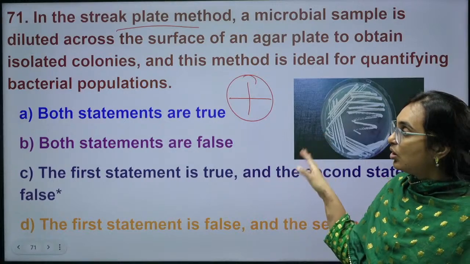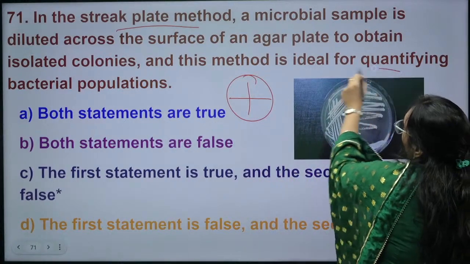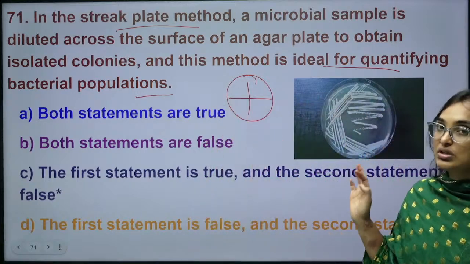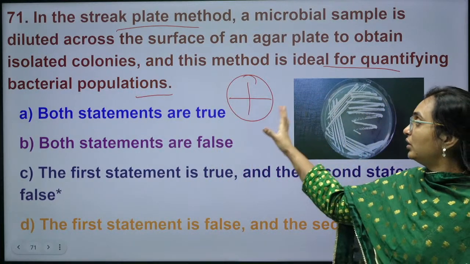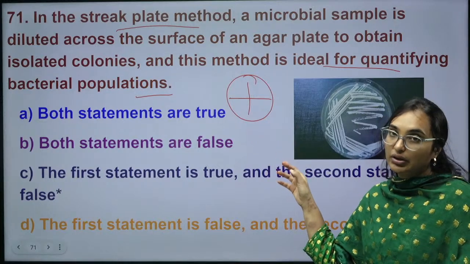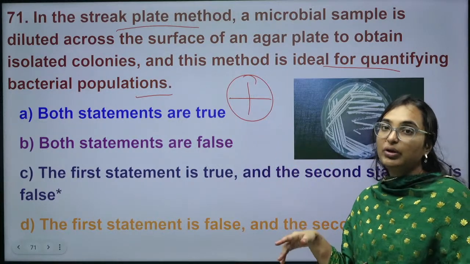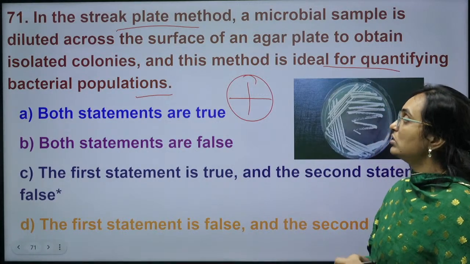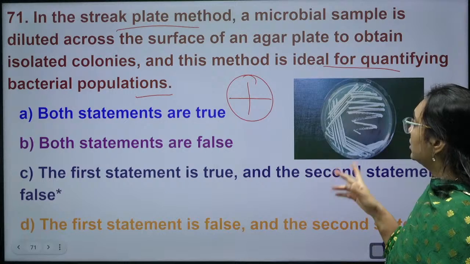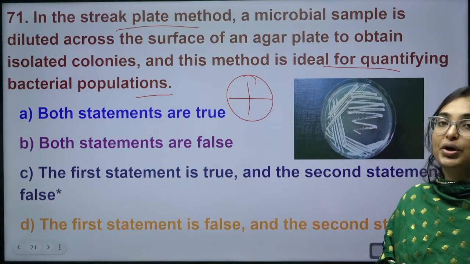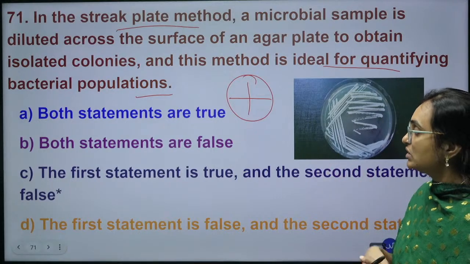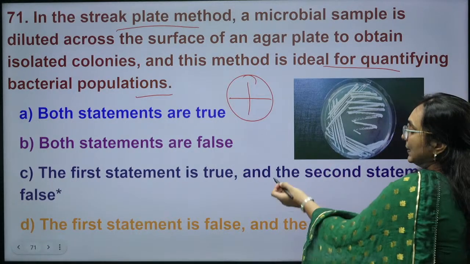But this is not the actual quantifying for this. In order to quantify, we will not use the streak plate method. In order to make the colonies, we will use the streak plate method. For quantifying, there are other methods like the turbidimetric method, and also colony counting we will do. But colonies cannot be quantified using the streak plate method. That is why the first statement is true, the second statement is false. C is the answer.